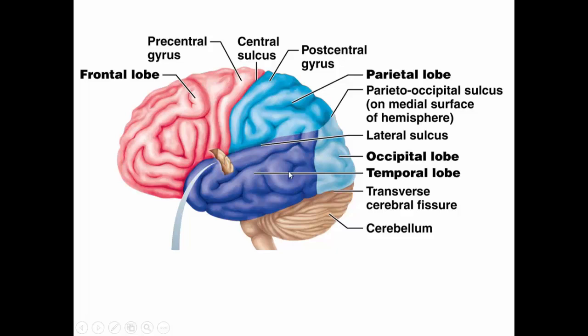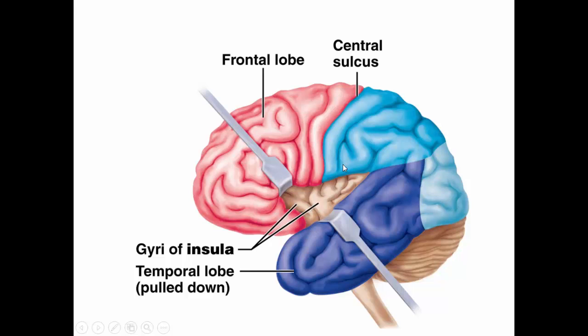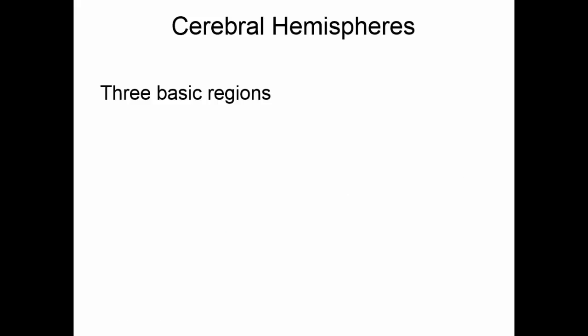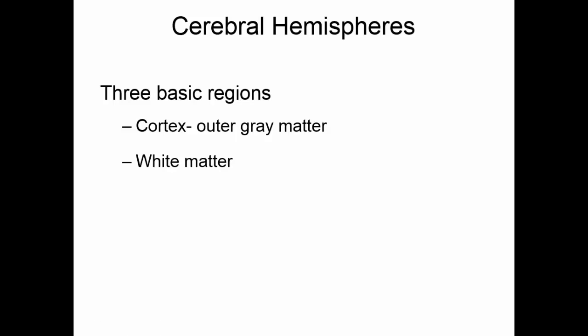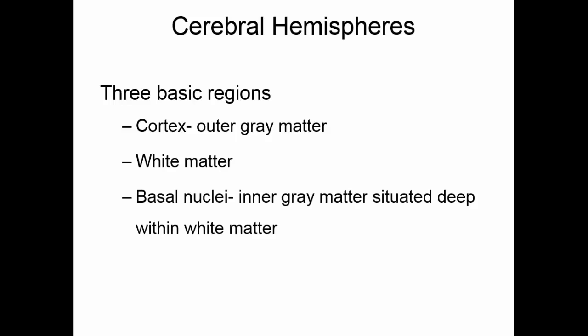Here's the occipital lobe and the temporal lobe. This is the cerebrum, which is a different part of the brain. As we separate the frontal lobe and the temporal lobe, we can see the insula, which is underneath these lobes. There are three basic regions to the cerebral hemispheres. The cortex is the outer gray matter, then we have the underlying white matter, and then we have basal nuclei. These are inner gray matter that's situated deep within the white matter.